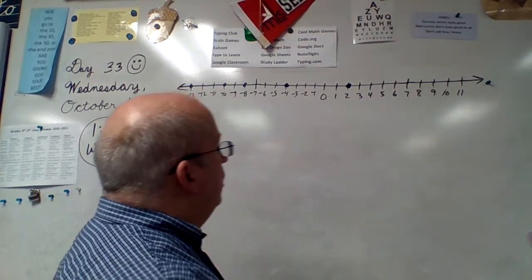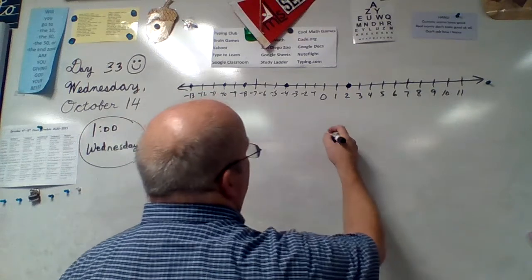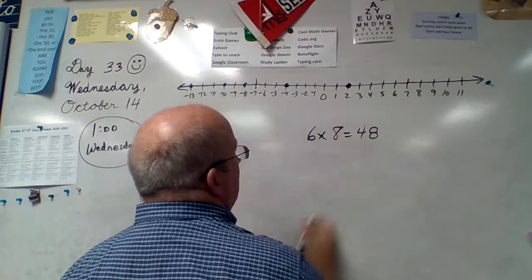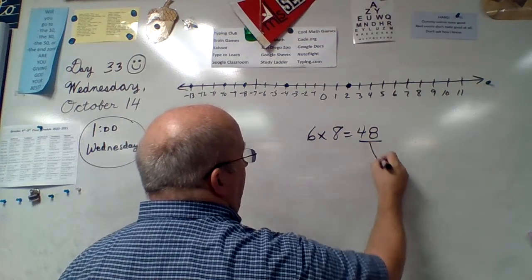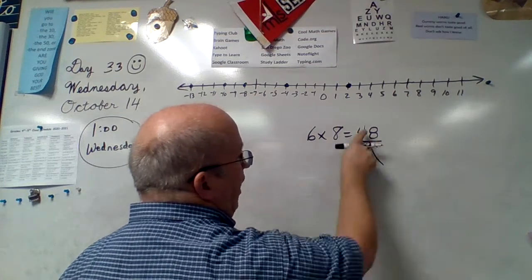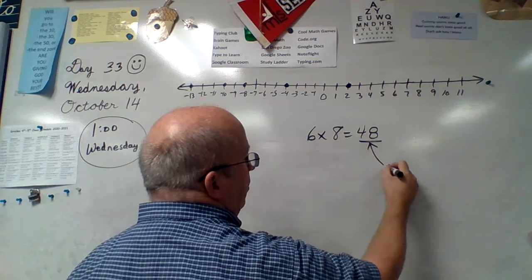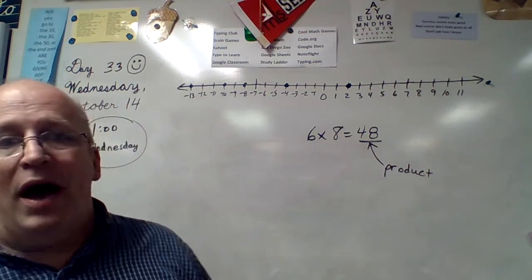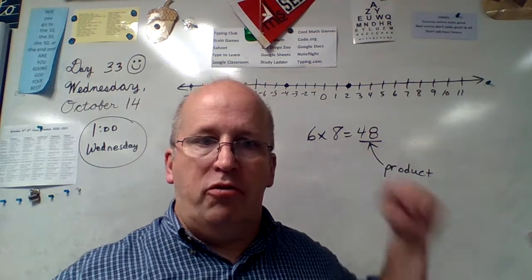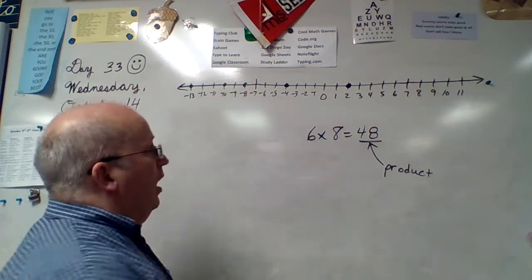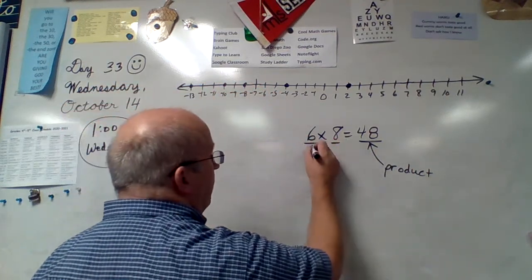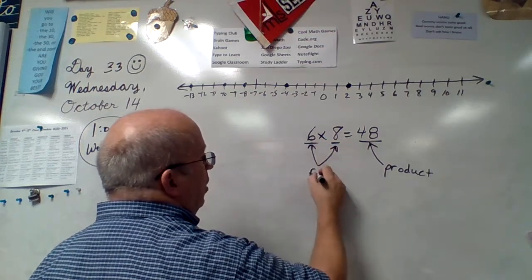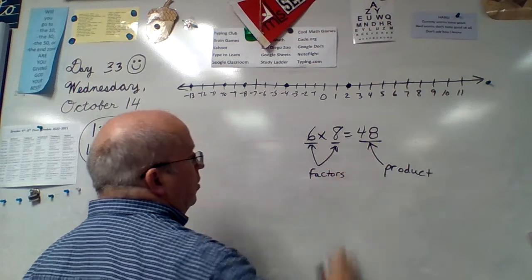If I have a math problem such as the following, 6 times 8 equals 48, in the past we have been told that the answer to a multiplication problem is called the product. 48 is the product of that multiplication problem up there on the board. And we have been told that the two numbers we multiply together, those are factors.